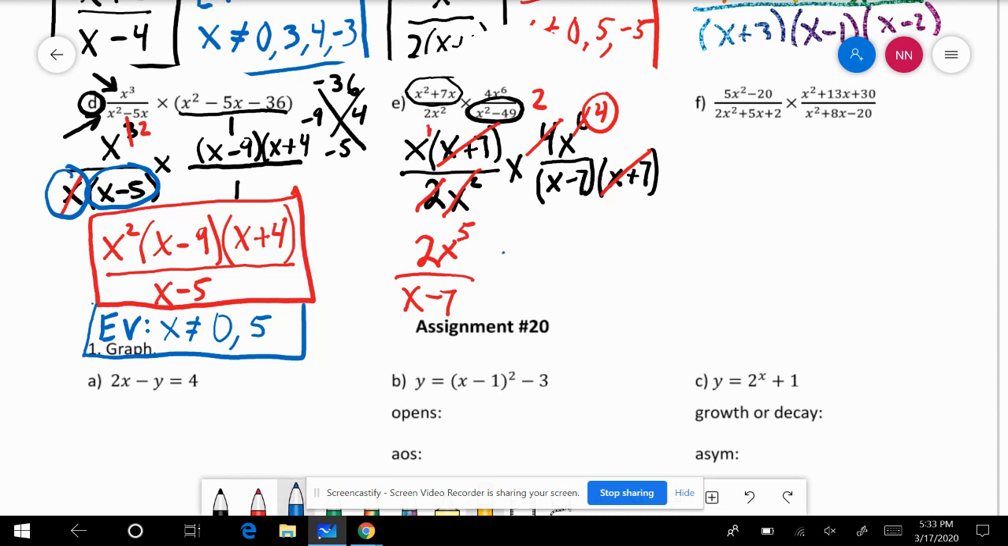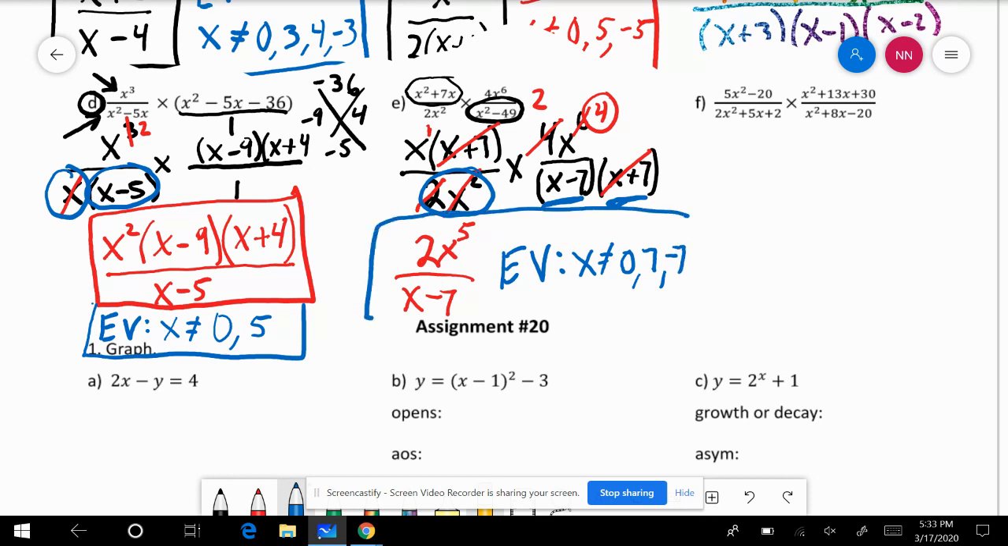Now we're going to look for our excluded values. Our excluded values, once again, are what make the denominator equal to 0. Right here, always with monomials, it's 0. Here, what makes it 0 is a 7. Remember, it's the opposite. And here, it would be a negative 7. So that right there would be our two answers.